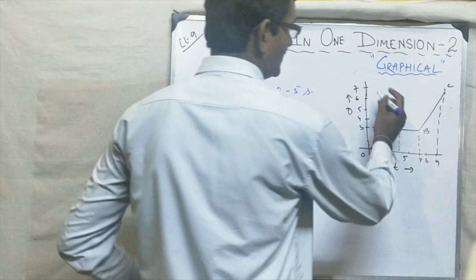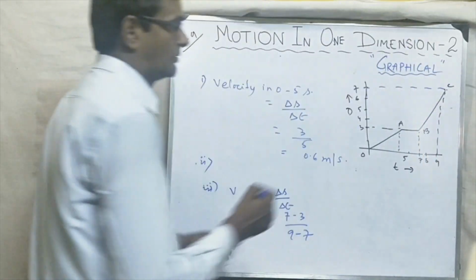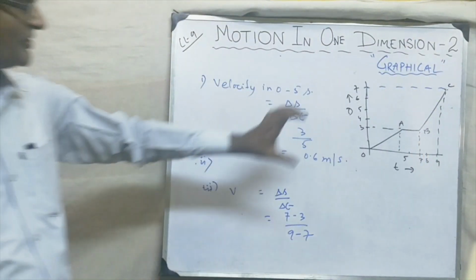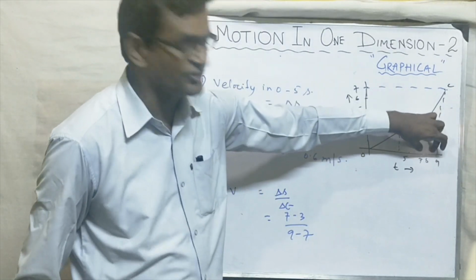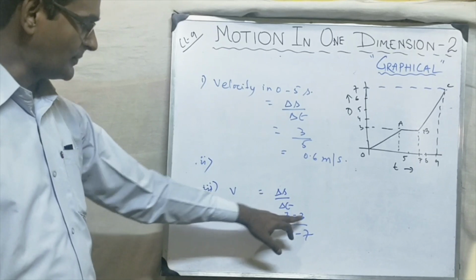At C, the displacement is how much? 7. So what is the del S in this interval? 7 minus 3. And what is del T? This interval. So del S by del T, 7 minus 3 over 9 minus 7.